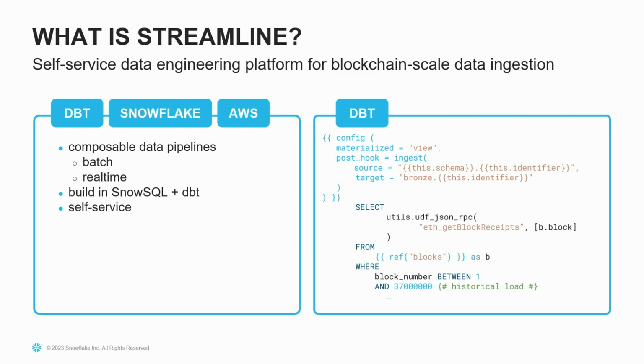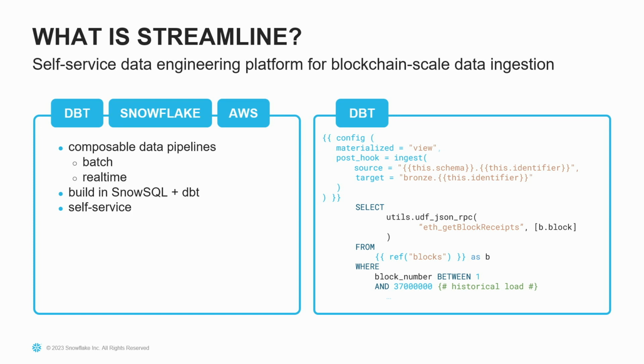So what is Streamline? Streamline is our self-service data engineering platform built for blockchain-scale data ingestion. It's built on top of DBT and Snowflake and AWS. On the right, we have what looks like a DBT model, right? For those of you who are familiar with DBT, you have the config block on the top, and you have your select statement on the bottom. But this actually is our data pipeline.